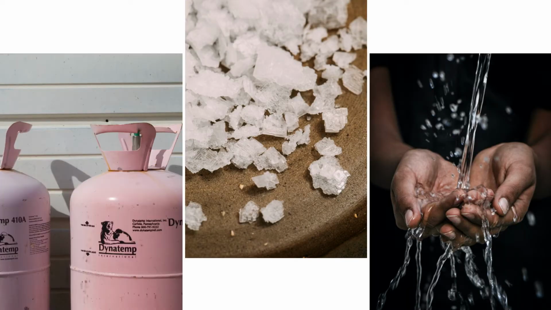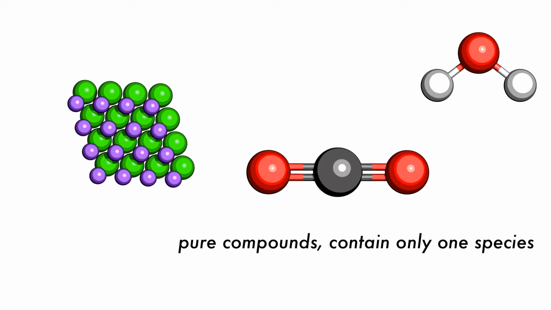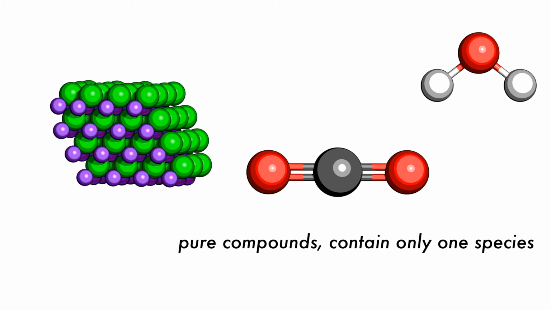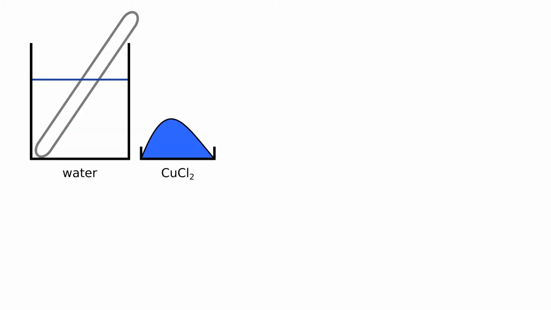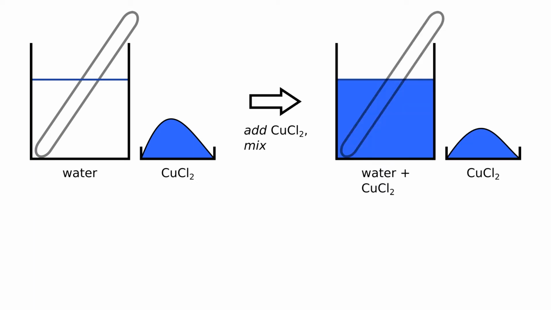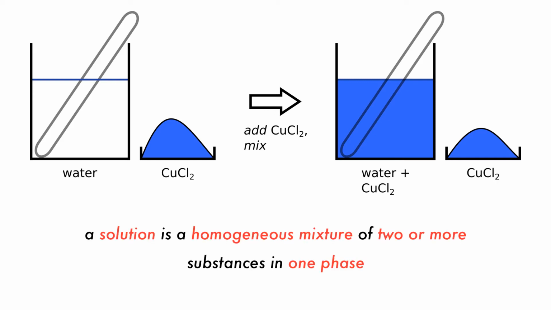Pure substances, be they solid, liquid, or gases, will always only be comprised of one species. These pure substances, no matter what phase they are in, contain only one species. If, for example, copper chloride is mixed with water to form one homogeneous phase, a solution has been formed. A solution is a homogeneous mixture of two or more substances in one phase.